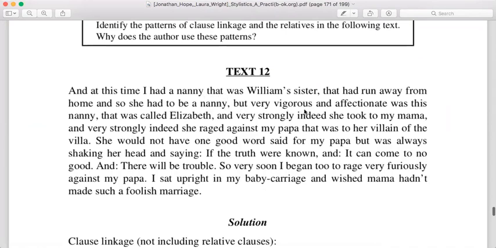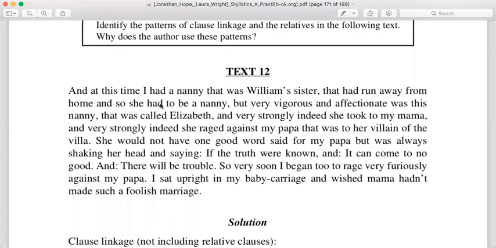But very vigorous and affectionate was this nanny. That all of these that are part of relative clauses. Relative clauses can be a kind of subordinate clause. Okay, subordinate clauses are of a number of kinds, and one of the kinds of subordinate clauses are the relative clauses. Okay, so you will find a lot of relative clauses here.